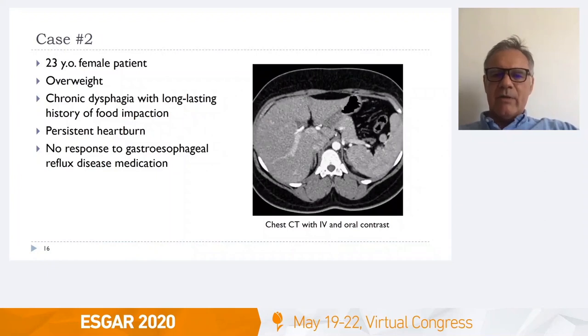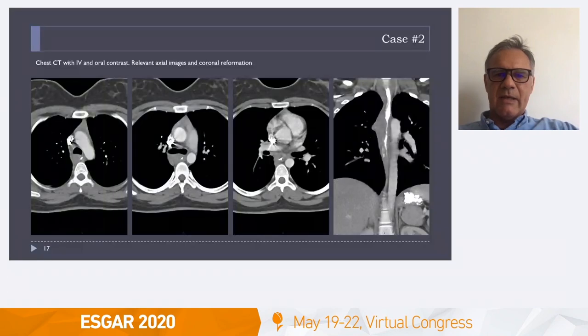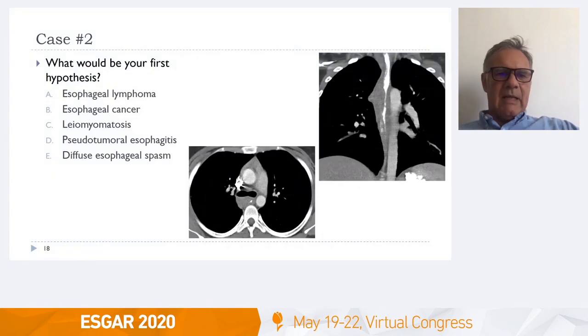So it's a CT acquired with IV contrast and oral contrast. And as I promised, here is a selection, 3 axial slices and 1 coronal reconstruction. I think that all of you have identified the problem in the region of the esophagus. So my question comes now. What would be your first hypothesis? Do you think it's esophageal lymphoma, esophageal cancer, leiomyomatosis, pseudotumor, esophagitis, or diffuse esophageal spasm? So A, B, C, D, E, and you can answer in the chat box. It's not very easy, but for those who know this entity, it's very, very straightforward.